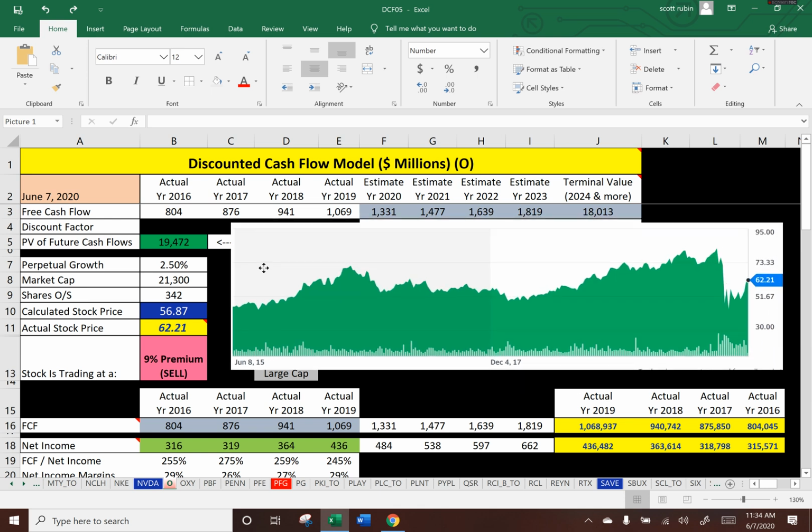Let's look at the historical stock price. So it's at $62. And it looks like it was trading in the low to mid 70s, or maybe even touched 80 for a few months back, but it's been pretty steady around $60. So it is trading at around intrinsic value. According to the model, it's a sell. It's trading at a 9% premium, but that's really close.